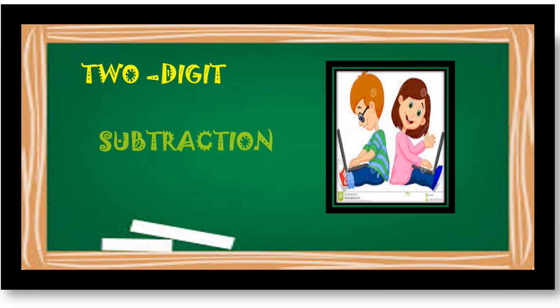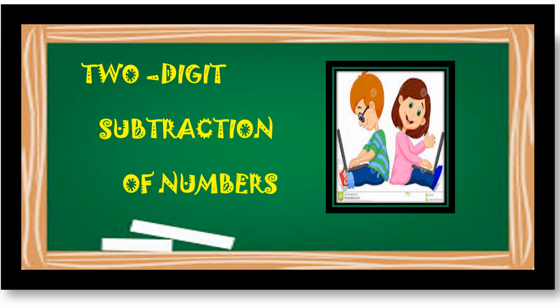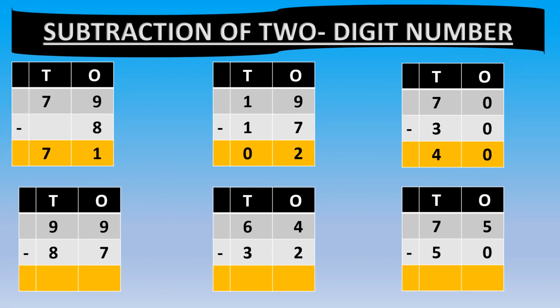Next is 2-digit subtraction of numbers. 2-digit numbers start from 10 and end at 99. In subtraction of 2-digit numbers, we have 1's value and 10's value in it. We always start subtraction from the right side, that is from the 1's place.